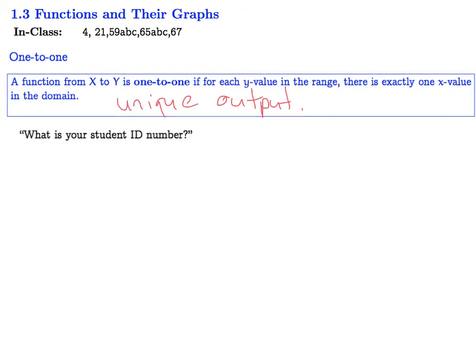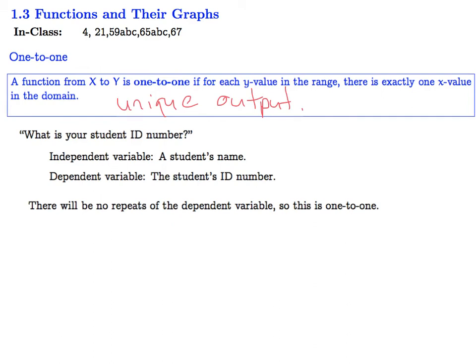So a good example here is, what is your student ID number? In this case, the independent variable is a student's name, and the dependent variable is the student's ID number. That's your output. Since there's no repeats of the output of this function, we're not going to put two different students in and get the same student ID number. This is going to be 1 to 1.